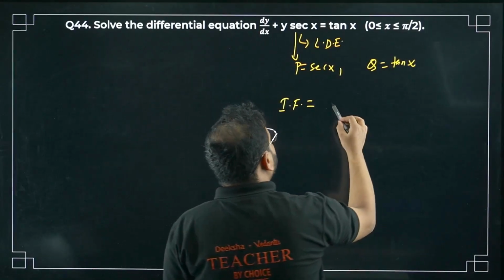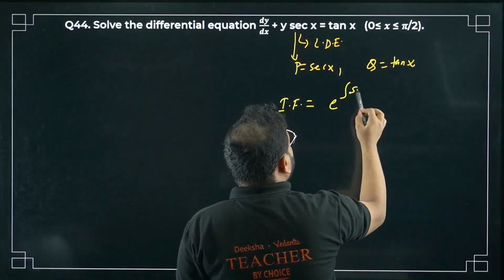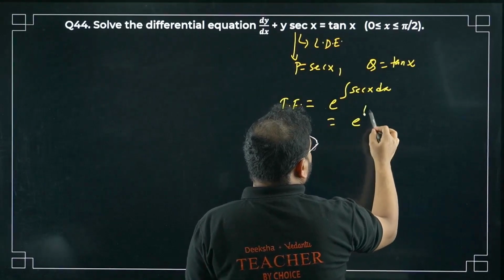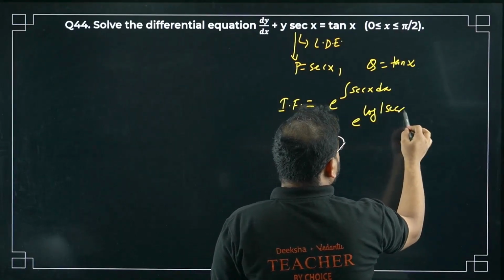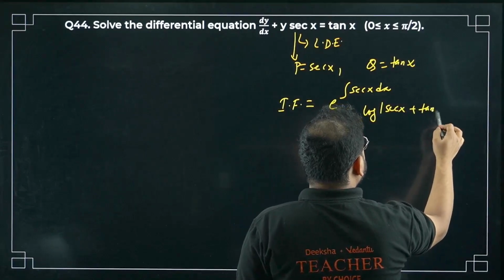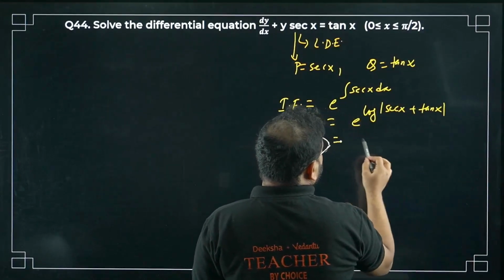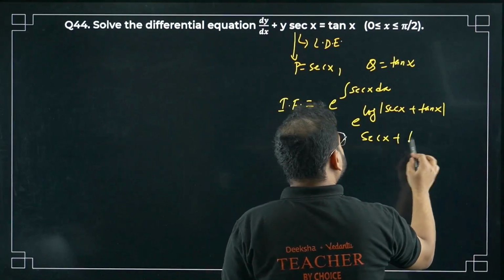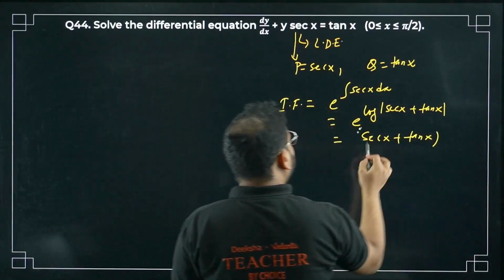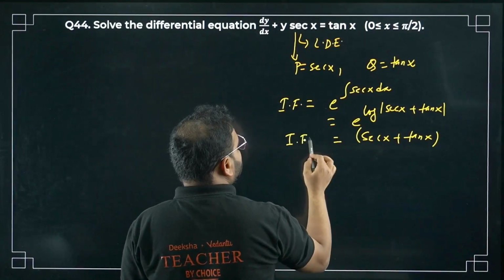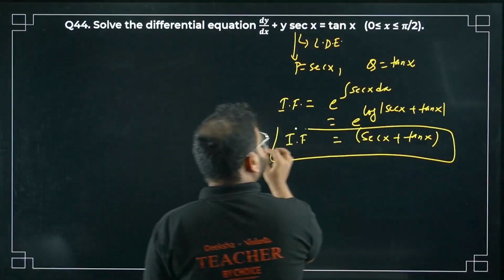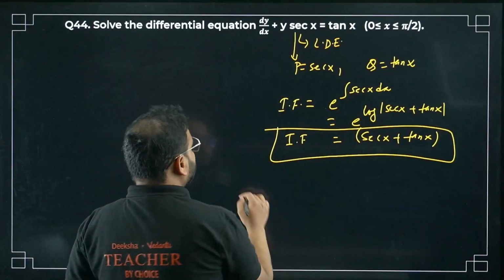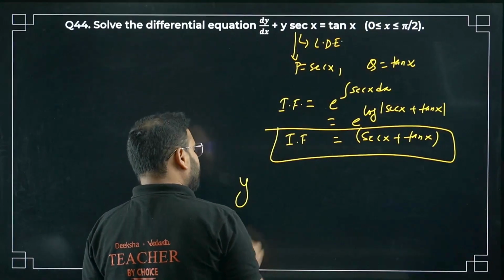The integrating factor is e power integration of sec x dx, right? So it will become e power log of sec x plus tan x, right? So this will become simply, e and log will cancel the effect, sec x plus tan x. Now you have the value of your integrating factor with you. Okay, this is known. What is the next point? The next point is simply using the solution formula. What is it? y times the IF.